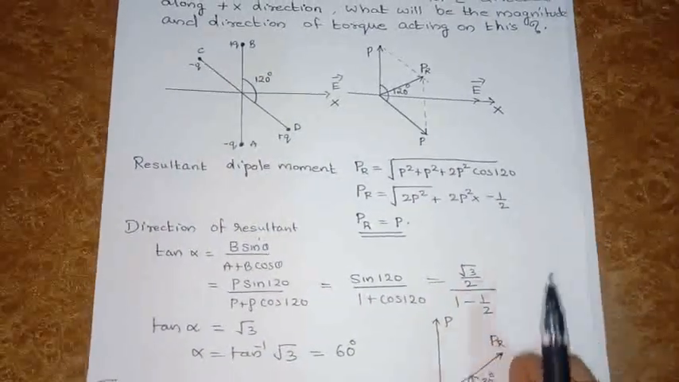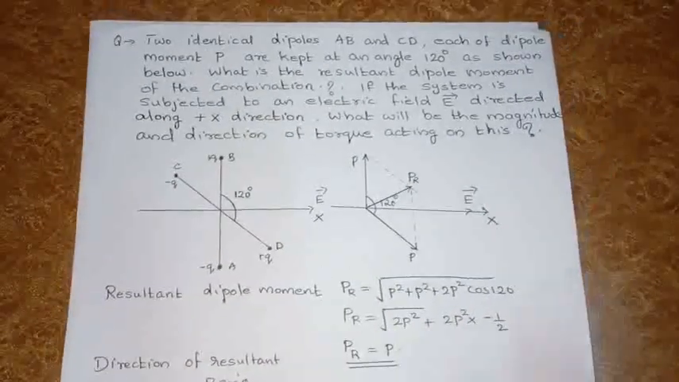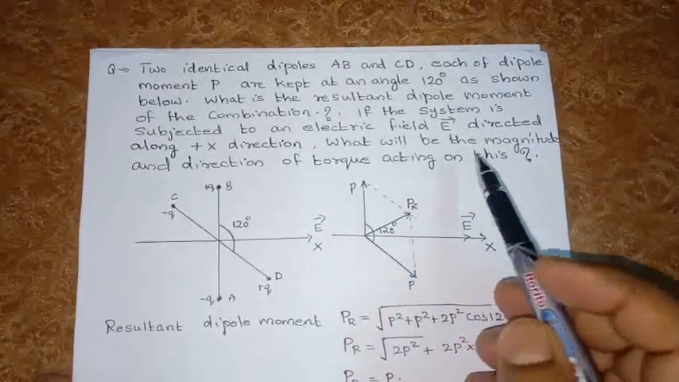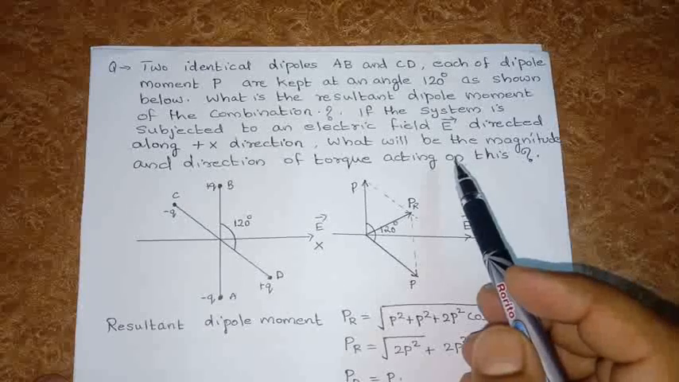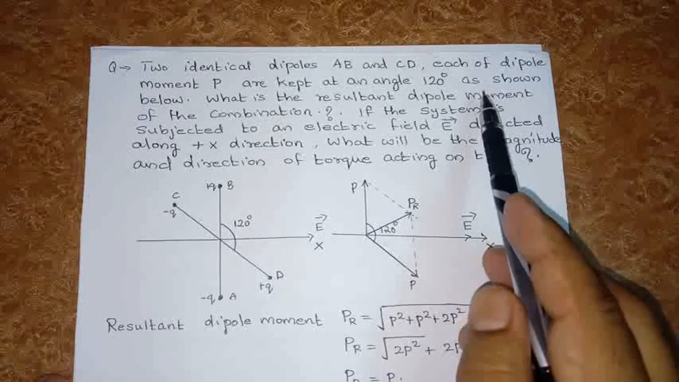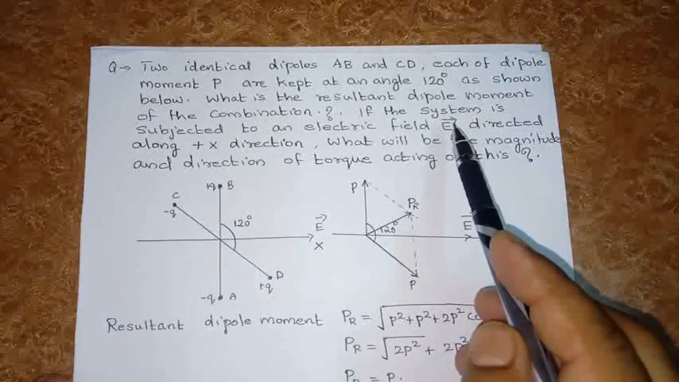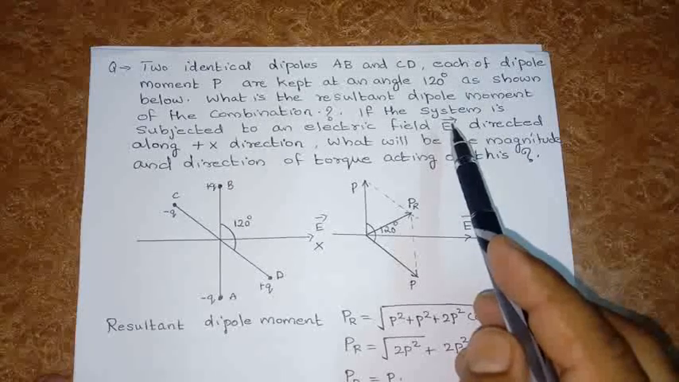Let us discuss one more problem. You can read the problem. Two identical dipoles AB and CD, each of dipole moment P, are kept at an angle of 120 degrees as shown in the figure. What is the resultant dipole moment of the combination? That's the first part of the question.